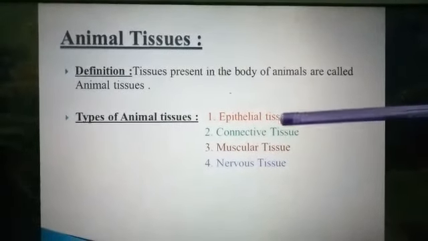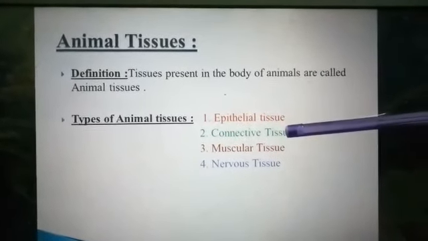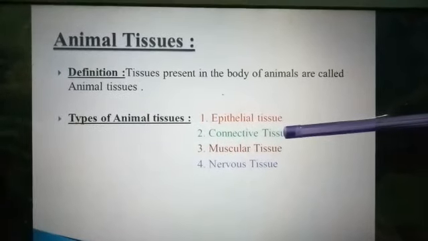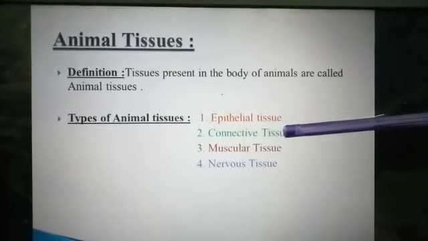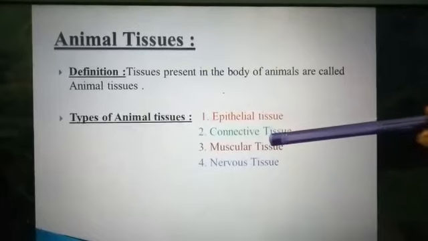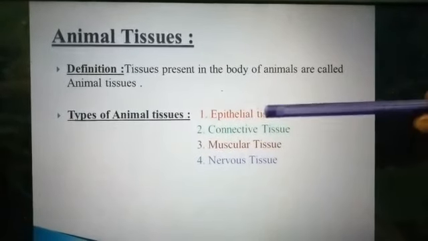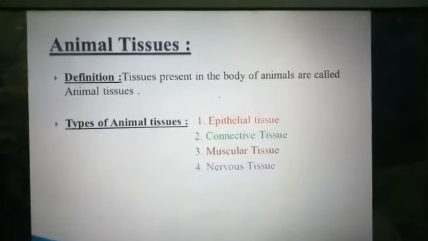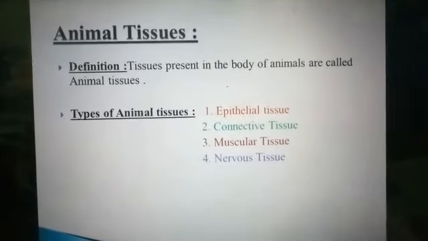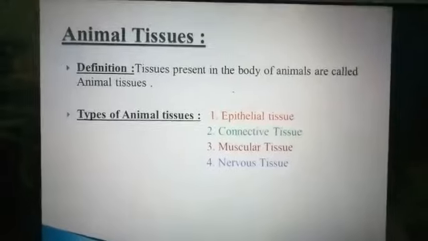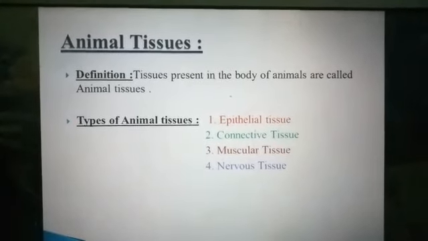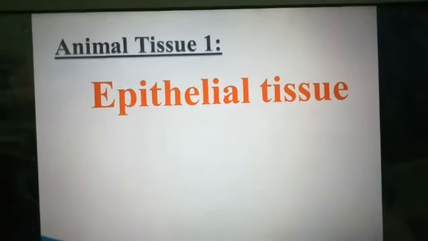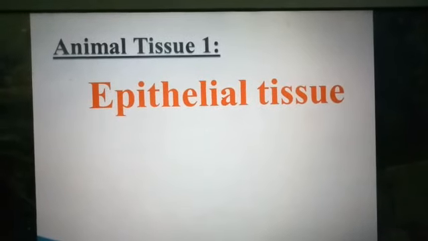Epithelial is the outermost. Connective means it is connecting two organs, or maybe it is connecting epithelial with muscular, maybe it is connecting epithelial with nervous, so it serves connection, right? Muscular tissue deals with the muscles, nervous tissue deals with nerves, right? Then next we have number first, epithelial tissue.